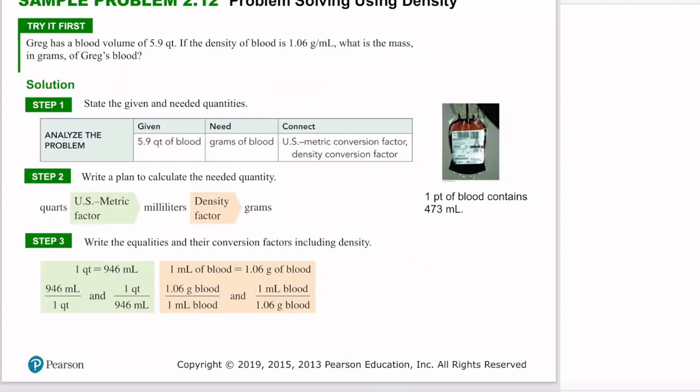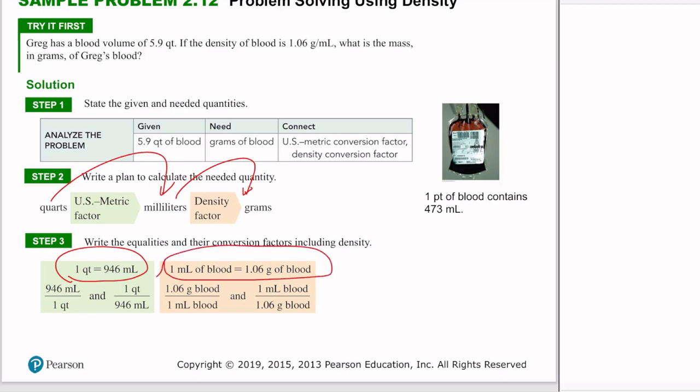Greg has a blood volume of 5.9 quarts. If the density of the blood is 1.06 grams per milliliter, what is the mass in grams of Greg's blood? To work this problem, we'll need to convert quarts to milliliters, and then we can use density as a conversion factor to convert milliliters to grams. We have these equalities. 1 quart is 946 milliliters, and 1 milliliter of Greg's blood is 1.06 grams.